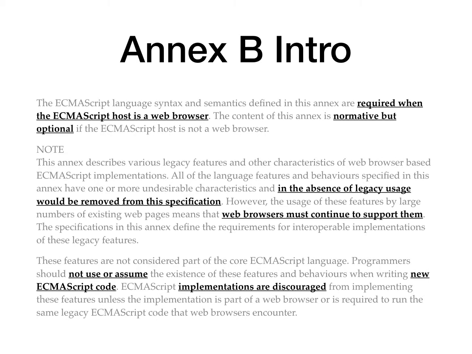What it actually says in the intro to Annex B is that everything in Annex B is actually required when the host is a web browser. With the exception of XS, all of the other JavaScript engines are primarily engineered to target the web browser. So a lot of Annex B remains implemented on Node, even though Node is not a web browser, simply because it uses the V8 engine, which was engineered primarily for the browser.